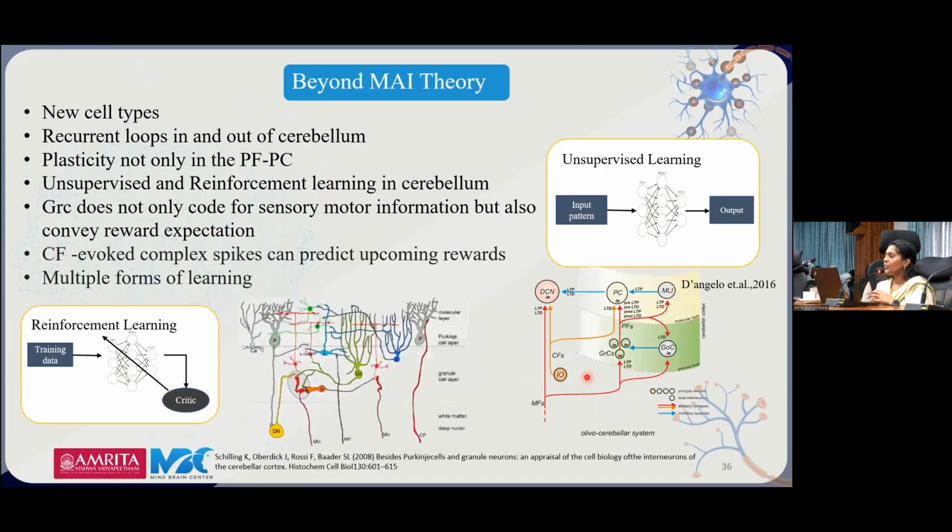Marr-Albus-Ito theories, now we have a lot of other things coming up. We have new cells that were identified, like the Lugaro cells, the unipolar brush cells, and so forth. There are recurrent loops happening in the cerebellum, inside as well as to the outside. And there is plasticity. Earlier, when Marr-Albus-Ito put forward their theories, they were only looking at the PF-PC synapse plasticity. But now we have around 16 types of plasticity throughout the cerebellum, so that also has to be added.